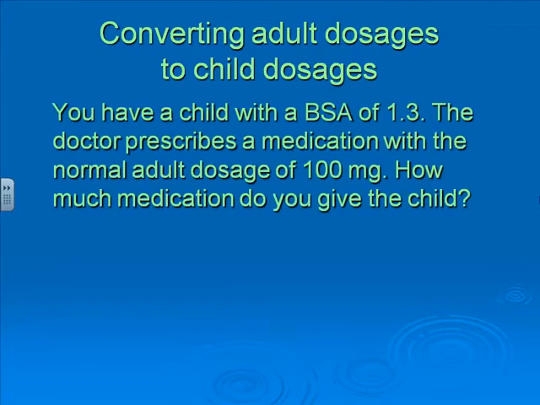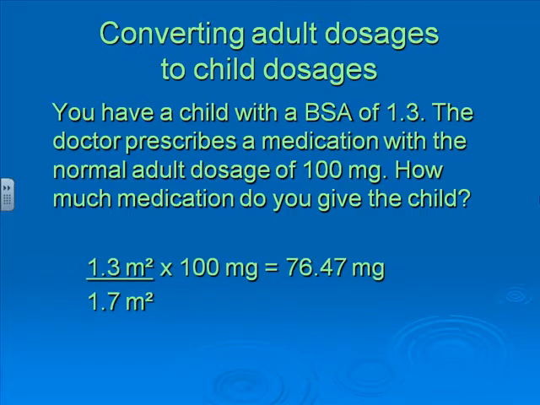For example, let's say we have a child with a BSA of 1.3 meters squared. The doctors prescribe a medication with the normal adult dosage of 100 milligrams. They want to know how much medication we're going to give the child. Well, we're going to use that formula. We're going to take the child's BSA of 1.3 meters squared, divide it by the average adult BSA of 1.7 meters squared, and then multiply by the adult dosage of 100 milligrams. In doing so, we get 76.47 milligrams. We round this to the hundredths place because it's a child's dosage.